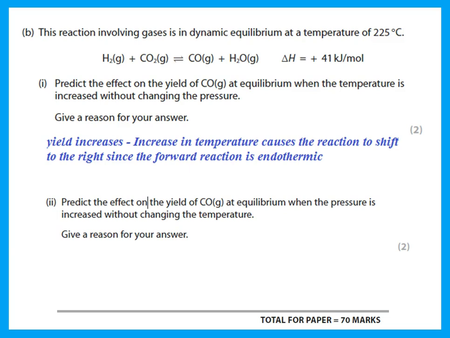Now, predict the effect on the yield of CO when the pressure is increased. Now, we said, in general, if I increase the pressure, what happens? In a reversible reaction, increasing the pressure, the equilibrium goes to the side with less number of moles. So where is less number of moles? If I go forward, it gives me 1 CO and 1 water. If I go backward, it also gives me 1 H2 and 1 CO2. So in this reaction, increasing the pressure will have no effect because none of them is less number of moles. There's equal number of moles on both sides of the equation. So increasing the pressure will have no effect.